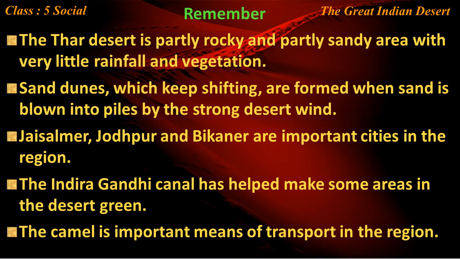Remember, the Thar Desert is a partly rocky and partly sandy area with very little rainfall and vegetation. Sand dunes, which keep shifting, are formed when sand is blown into piles by the strong desert wind. Jaisalmer, Jodhpur, and Bikaner are important cities in the region. The Indira Gandhi Canal has helped make some areas in the desert green. The camel is an important means of transport in the region.